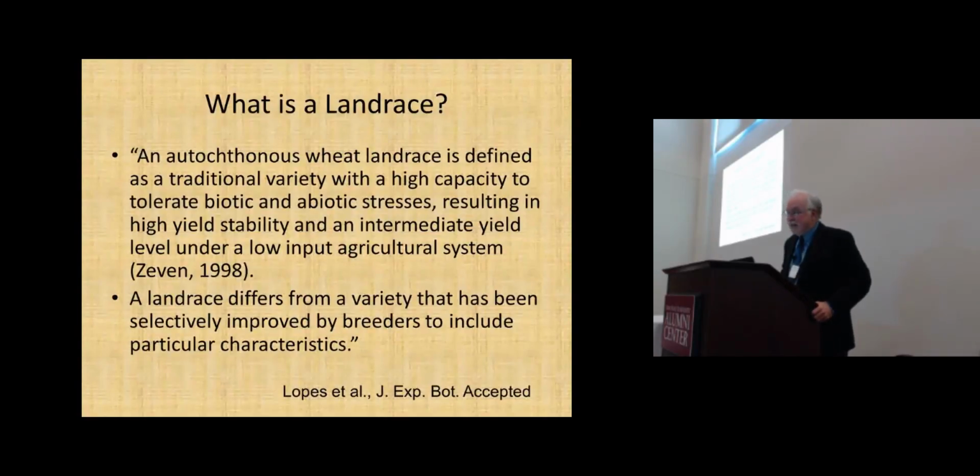Anybody know what the word autochthonous means? No kidding. Okay, great. This is good. I had to look it up. Now, tell me if I'm wrong. It means indigenous, and the definition I like is formed in the place it's found. So a landrace is something that's grown in place, and it's indigenous to that, and it's formed by where it's grown. A landrace differs from a variety that has been selectively improved by breeders to include particular characteristics. That's a little bit of a misnomer.